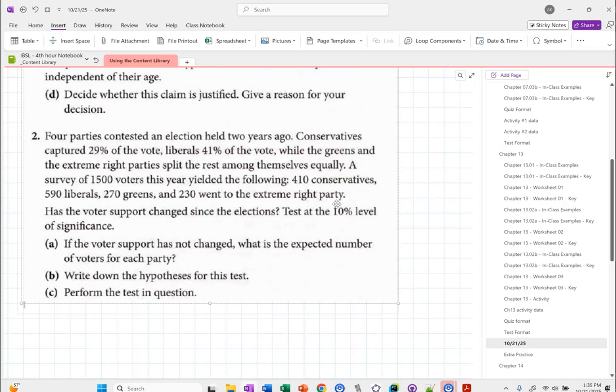So how would I calculate my expected counts? Actually, before we do that, how would I write my null and alternative hypothesis? Who can tell me what the null hypothesis should be for a chi-squared goodness of fit test? Kevin.